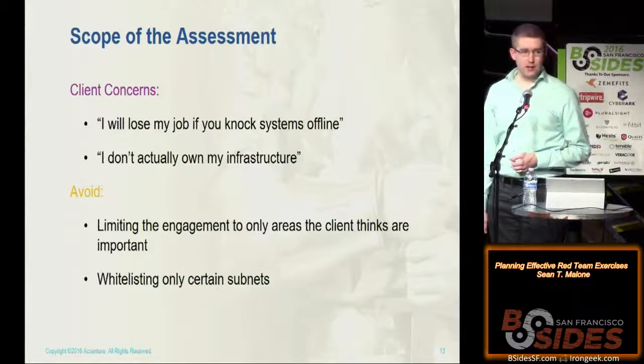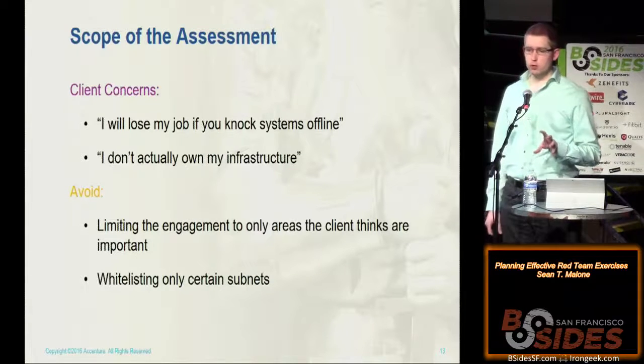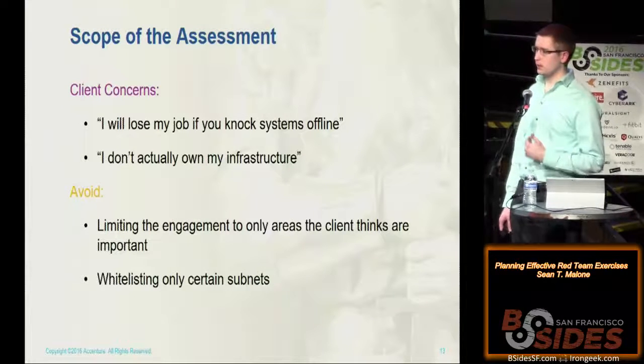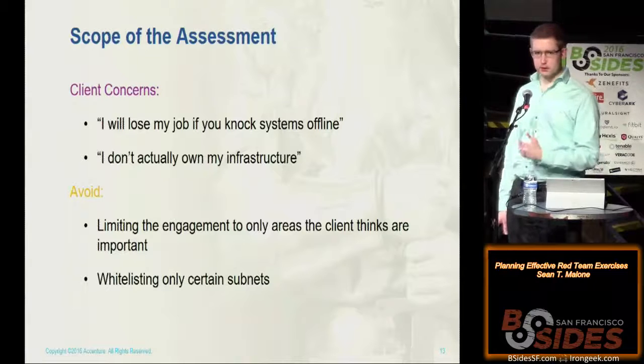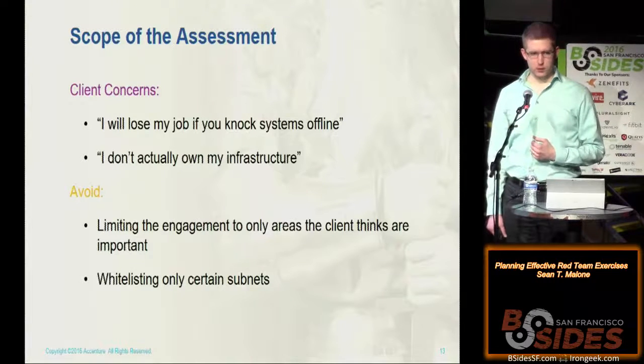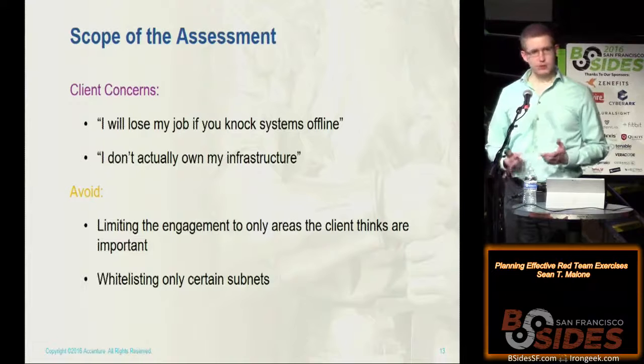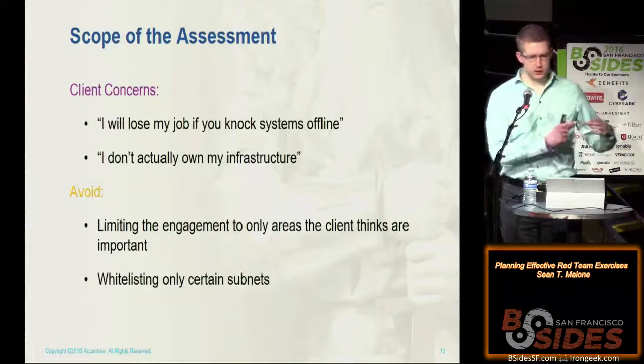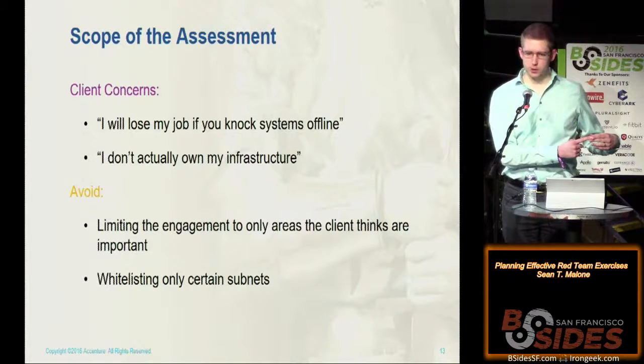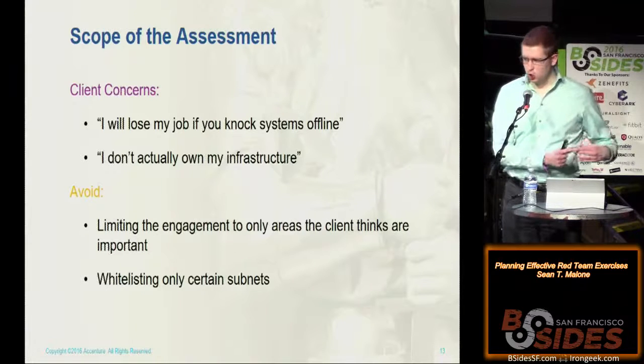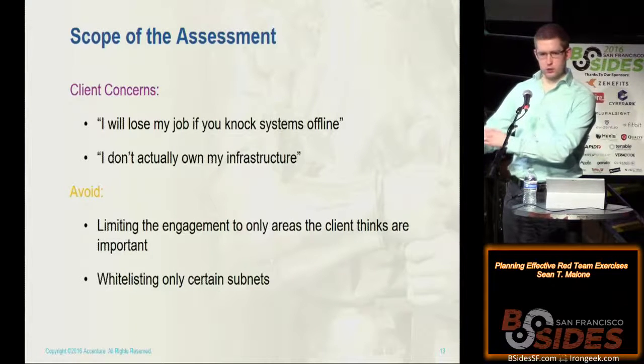We want to avoid whitelisting only certain subnets. There will be times when a client comes to us and says, we know these systems will fall over if you touch them. We'll blacklist those. But there's a difference between saying, this small set of systems is out of scope, and saying, you can only operate in this circle.